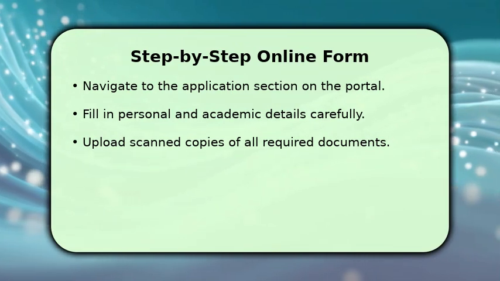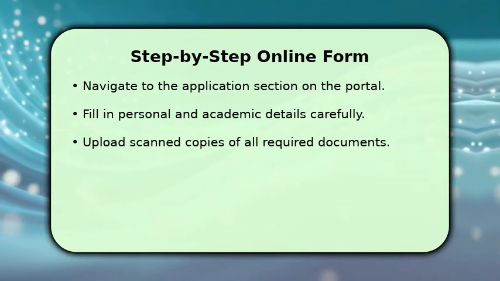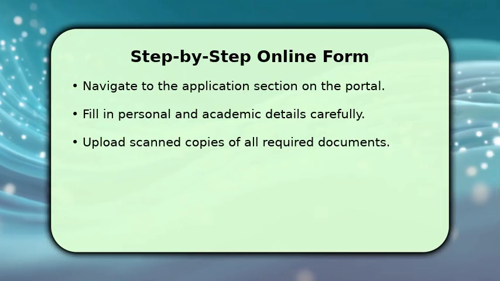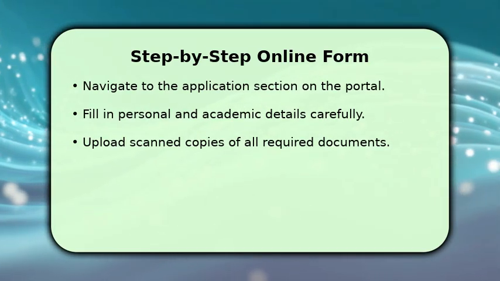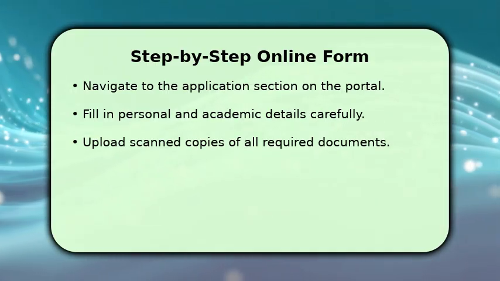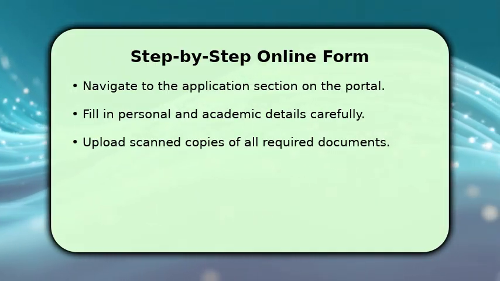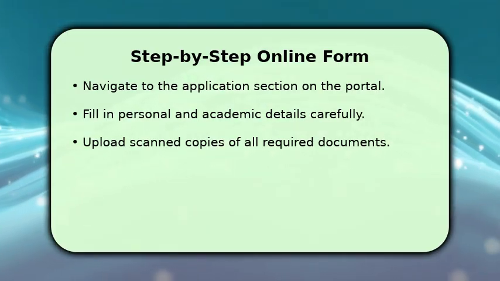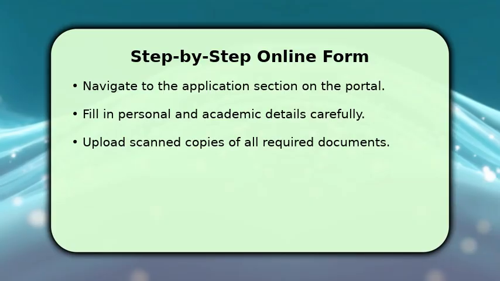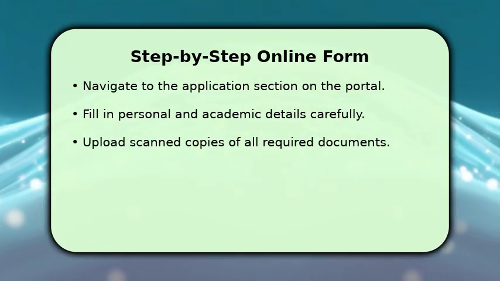First, access the official portal and locate the Betterment exam application link. Carefully fill in all your personal and academic information, double-checking for any errors. Next, upload the scanned copies of your documents, ensuring they meet the specified file size and format. Take about 5 to 10 minutes to thoroughly review every detail before proceeding.